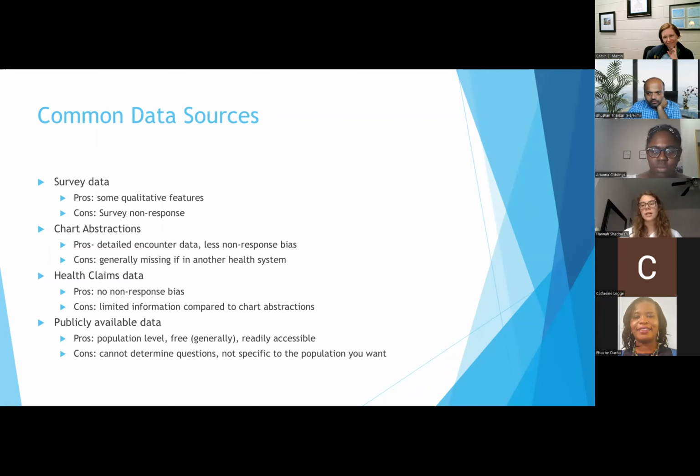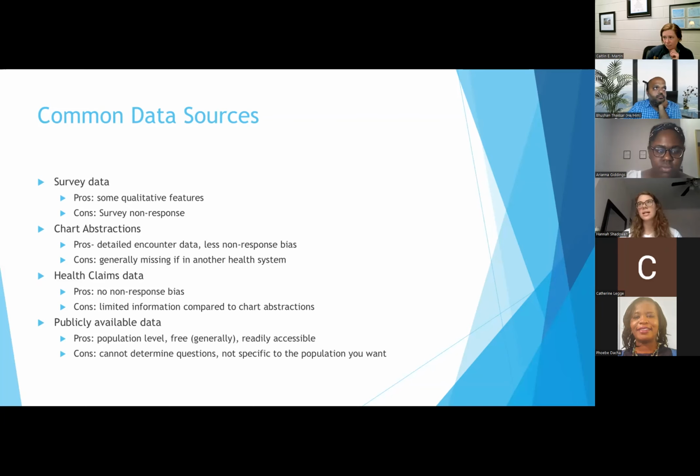Another thing I often use is health claims data. There's a data source that VCU has access to called all payer claims data. And that is what it sounds like. For all the different types of payers, Medicare, Medicaid, private insurers, they essentially report everyone's encounter data. And then you can look at that data.